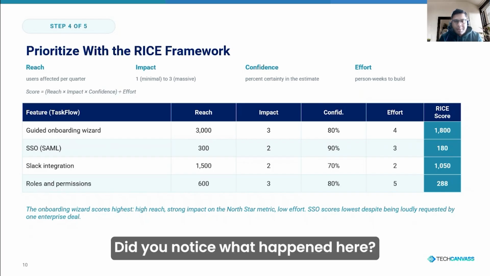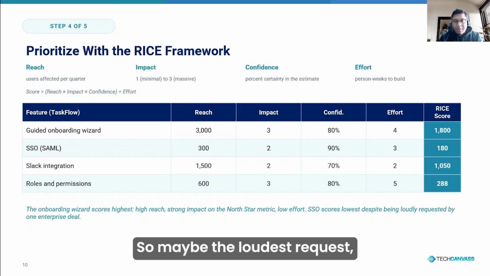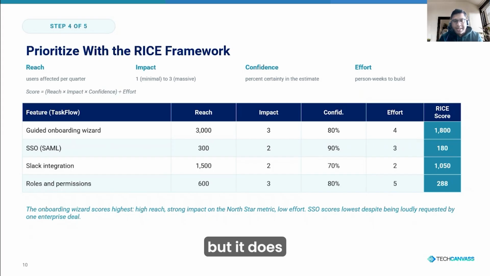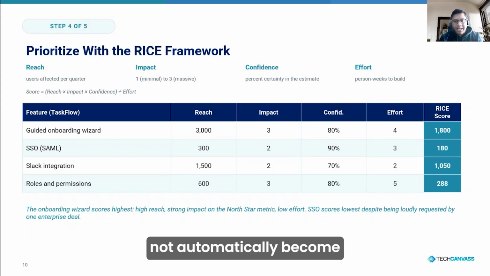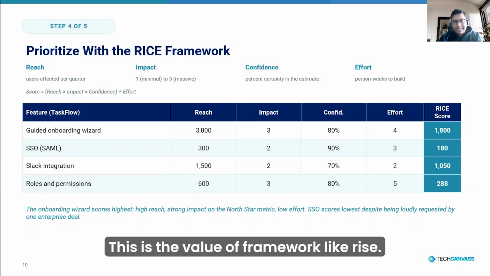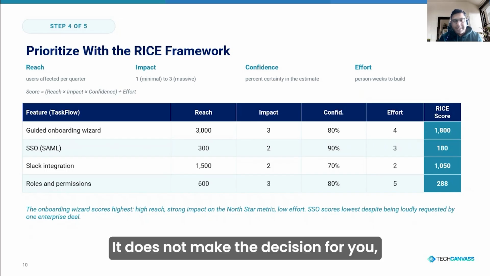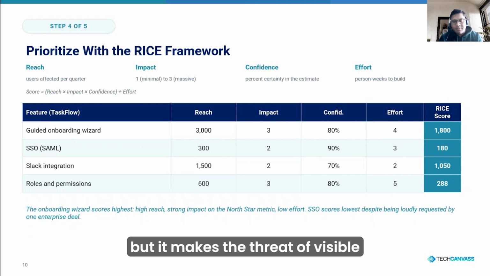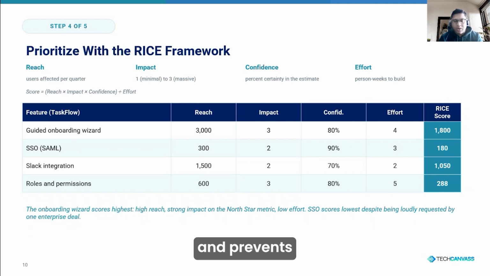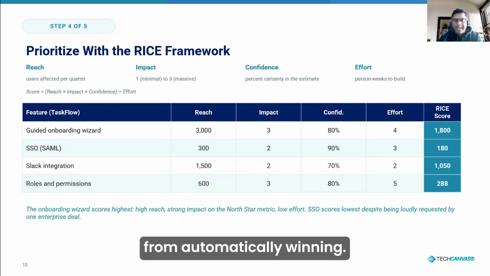Did you notice what happened here? SSO may be the loudest request, particularly from an important enterprise prospect, but it does not automatically become the highest priority. This is the value of a framework like RICE. It does not make the decision for you, but it makes the trade-off visible and prevents the loudest voice from automatically winning.